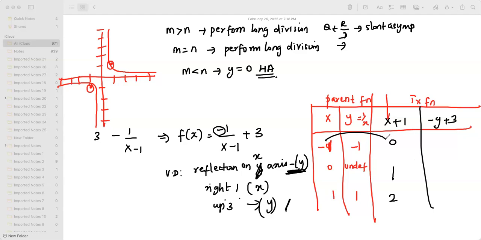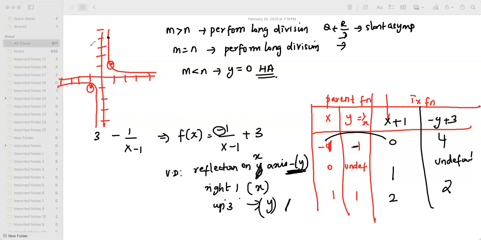Now what happens? Minus y plus 3: 1 plus 3 is a 4, and minus 1 plus 3 is a 2. This becomes undefined here. So basically 0, 4. And 1, 4. You just marked 1, 4 on the graph. Thanks. So now guys, what I want you to understand here before I move on.